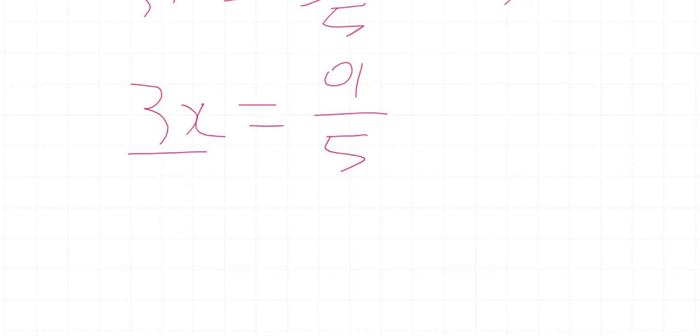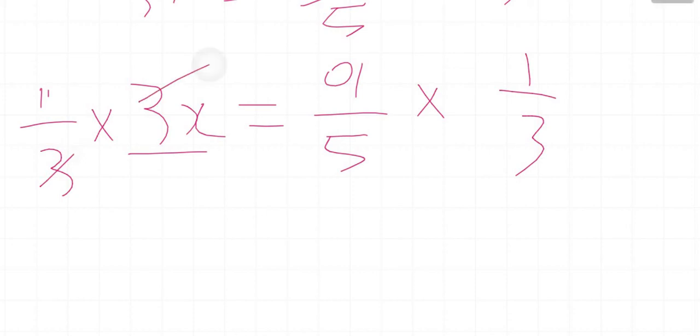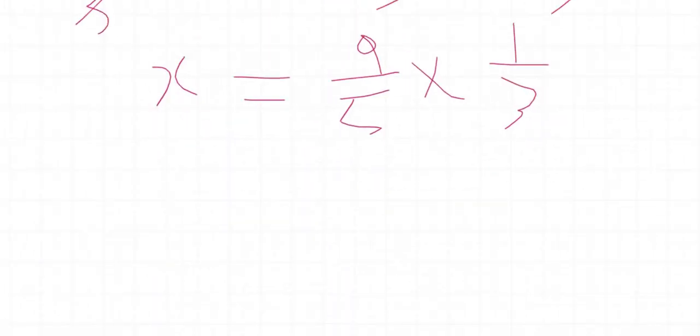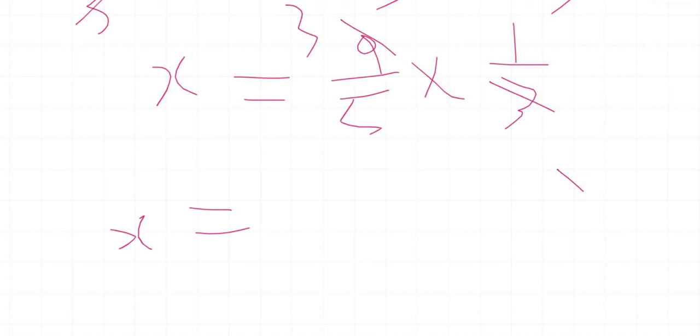Or we could do a thing like this: we could reciprocate. We multiply both sides by the reciprocal, 1/3, and so this will cancel that. x will be equal to 9 over 5 times 1/3. So we could cancel across the fraction, which is 9. This in this goes 1 time, this in this goes 3 times. So what we'll have is 3 over 5 for x.